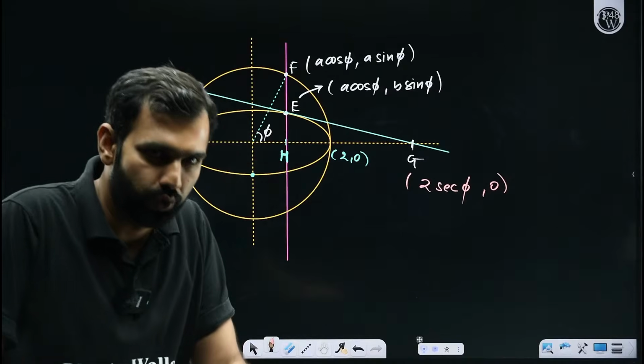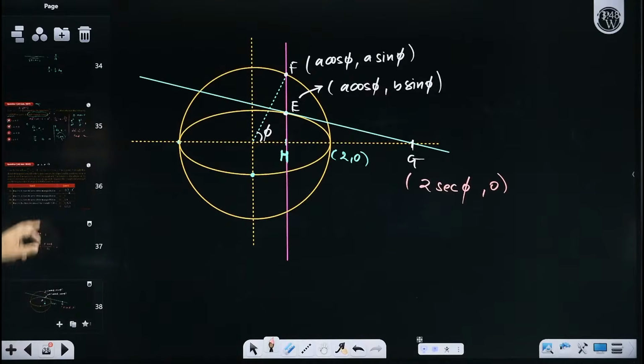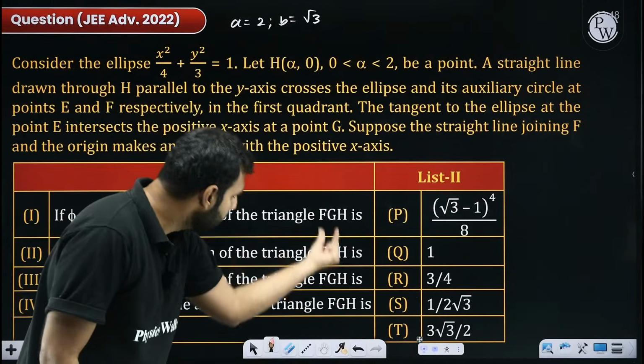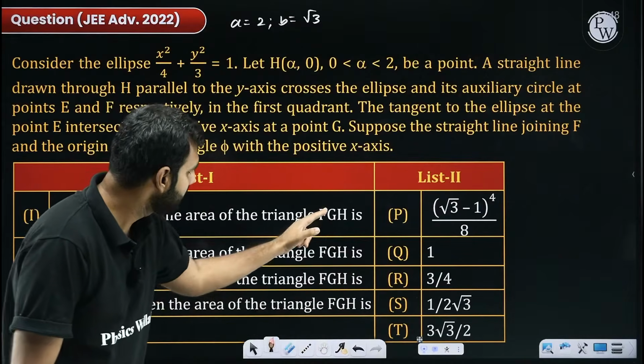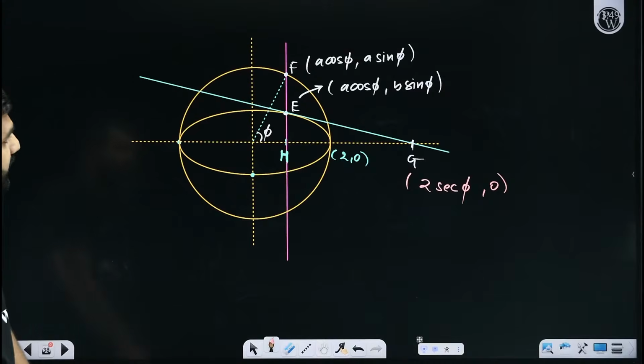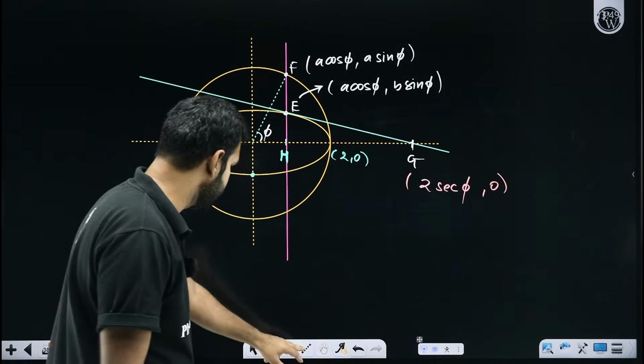Everybody with me on this so far? I hope there is no confusion on whatever we have done. Then what I do next is, this particular part, pay attention to this. I think they are clearly in all the options interested in this triangle FGH area. So FGH. Okay. So this triangle's area is what we are now interested in, this triangle FGH.